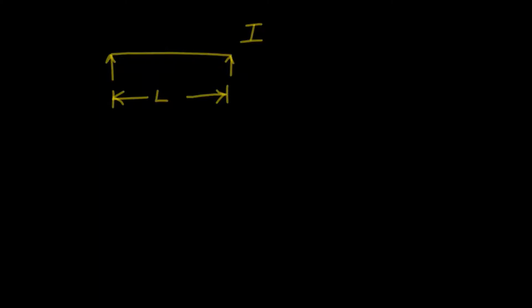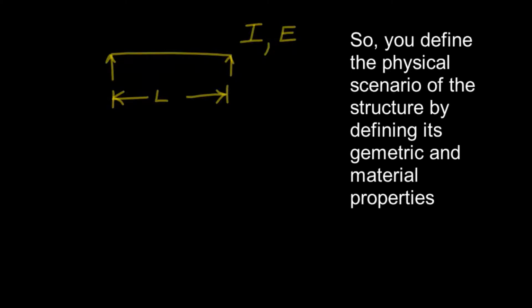Next, I have to define the material property. This beam is made up of material that has got a Young's modulus value of magnitude E. If you're talking about steel, then you have to substitute the Young's modulus value of steel. If you're talking about aluminum, then you have to substitute the Young's modulus value of aluminum. So it varies from one material to another. Usually people talk about concrete if it is going to be a structure.